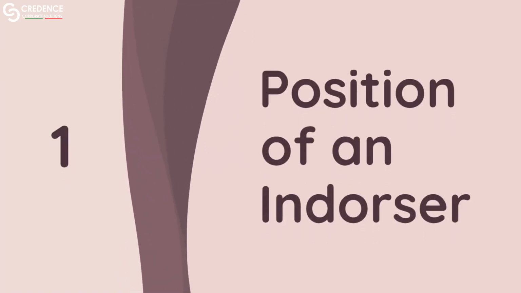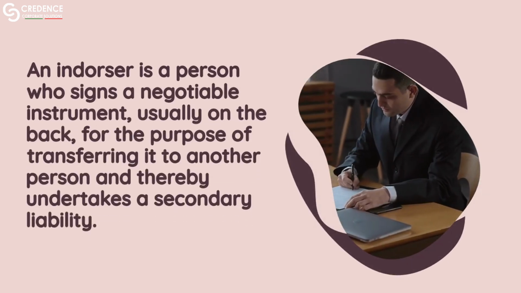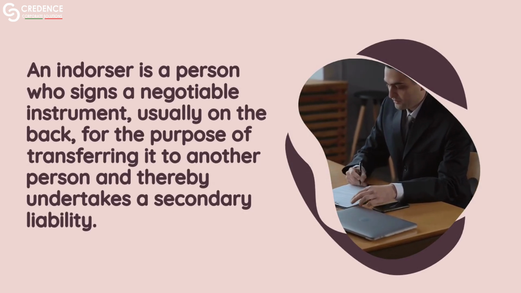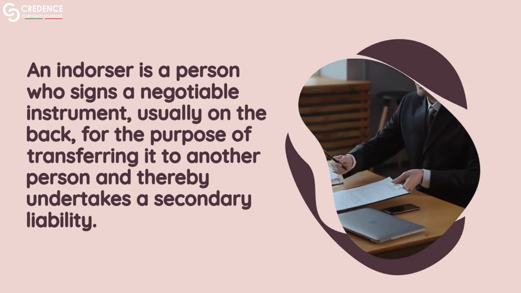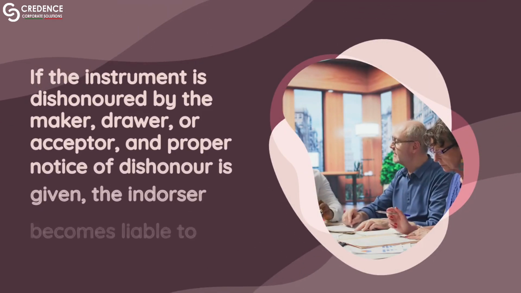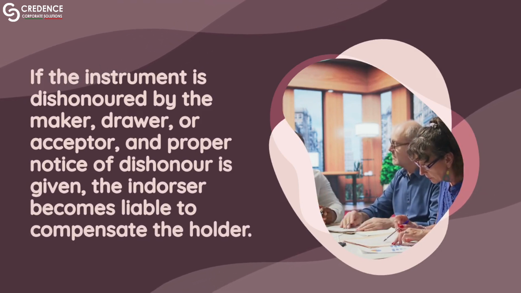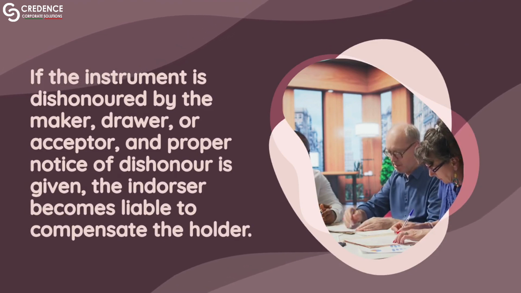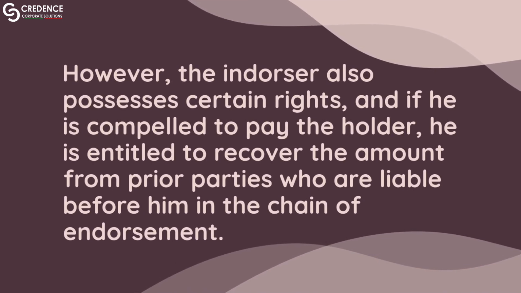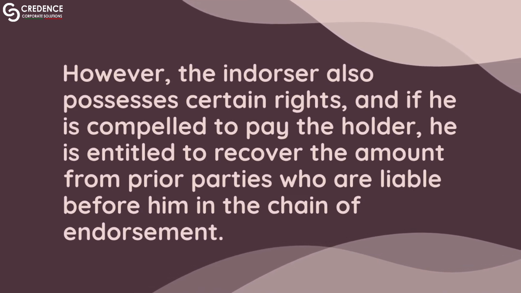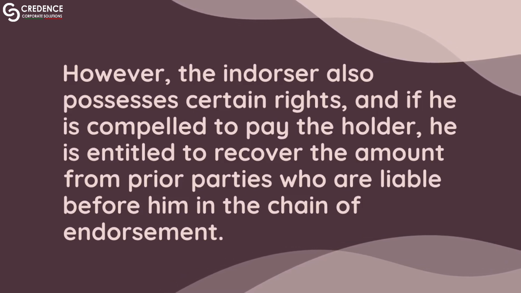1. Position of an indorser. An indorser is a person who signs a negotiable instrument, usually on the back, for the purpose of transferring it to another person and thereby undertakes a secondary liability. If the instrument is dishonored by the maker, drawer, or acceptor, and proper notice of dishonor is given, the indorser becomes liable to compensate the holder. However, the indorser also possesses certain rights, and if he is compelled to pay the holder, he is entitled to recover the amount from prior parties who are liable before him in the chain of endorsement.